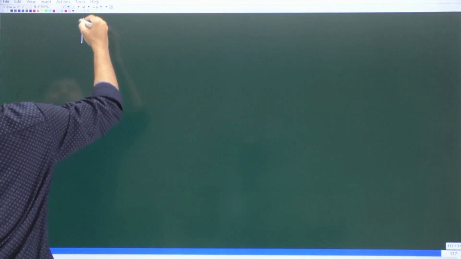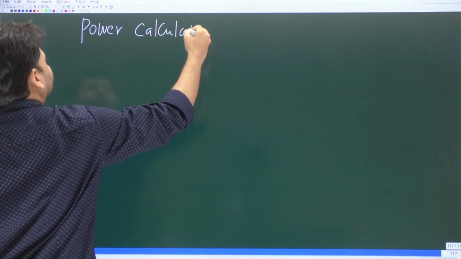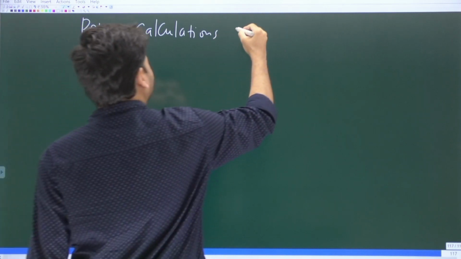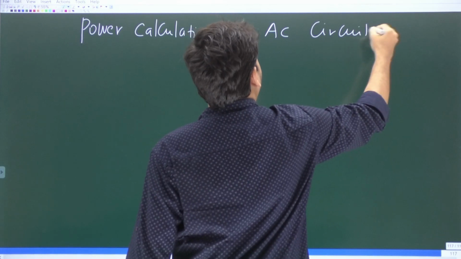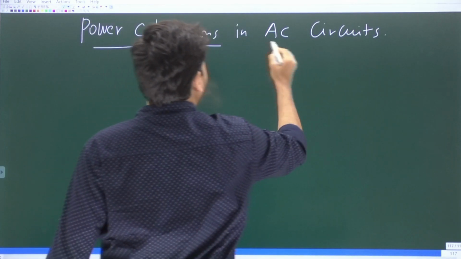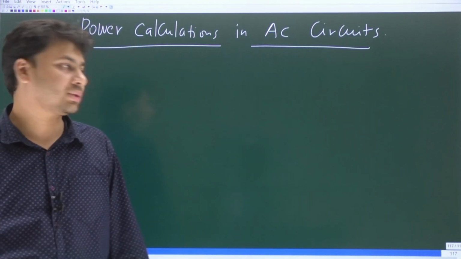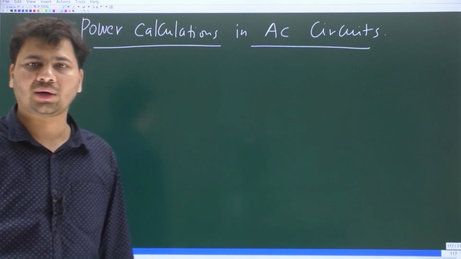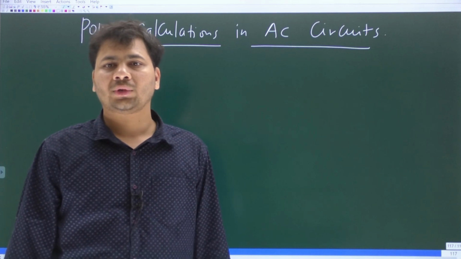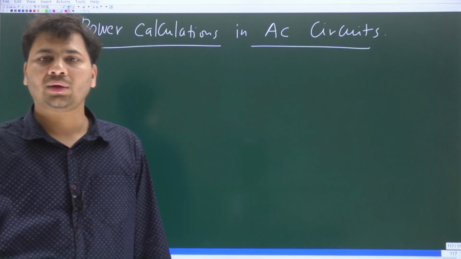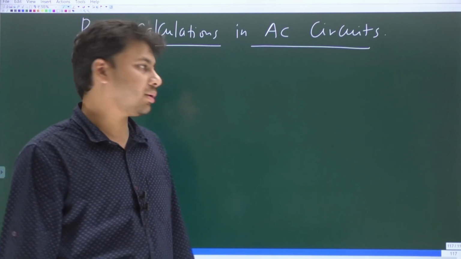So what is it? Power calculations in AC circuits. AC circuits, it means what? Our circuits will be driven by sinusoidal or AC sources, in which case all voltage and currents at steady state are going to be sinusoidal. And in that case, what are the various values of powers absorbed and also powers dissipated, okay?